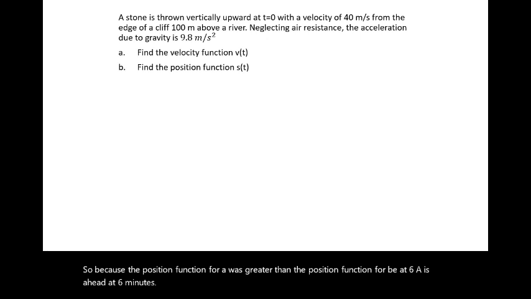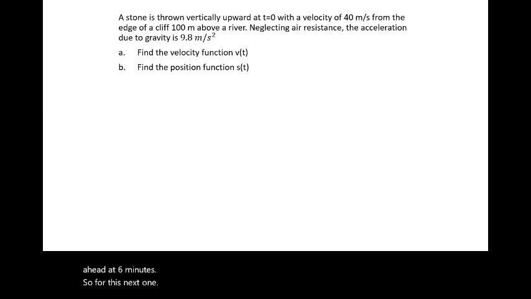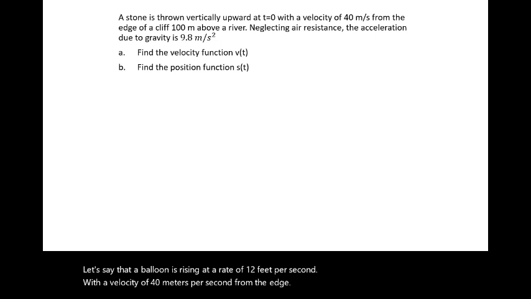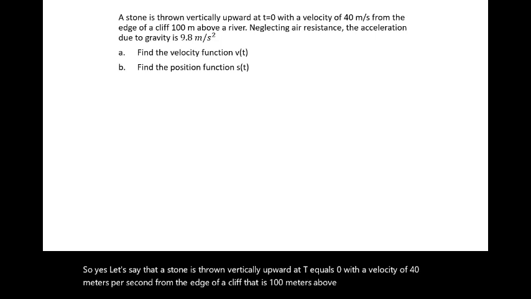So for this next one, let's say that a stone is thrown vertically upward at t equals 0 with a velocity of 40 meters per second from the edge of a cliff that is 100 meters above the river. Because this is calculus 1, we are going to neglect air resistance. Neglecting air resistance, the acceleration due to gravity is 9.8 meters per second squared.